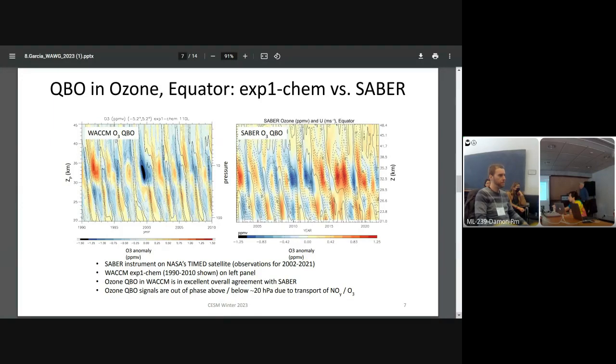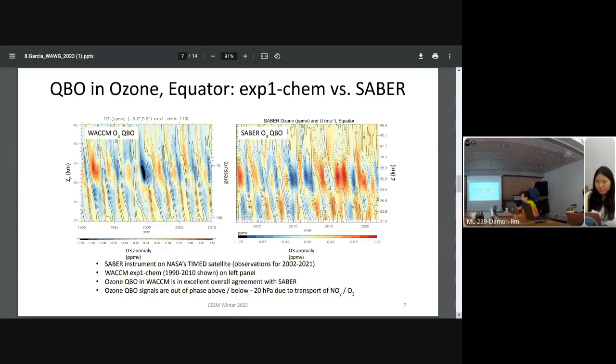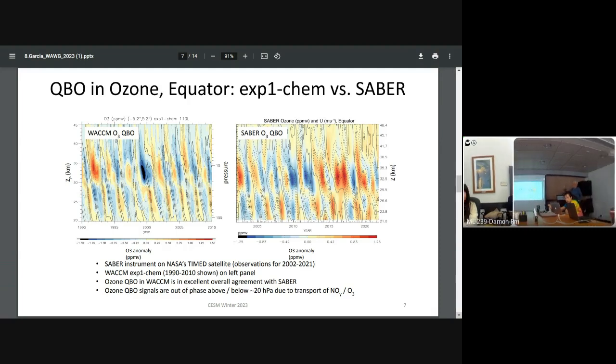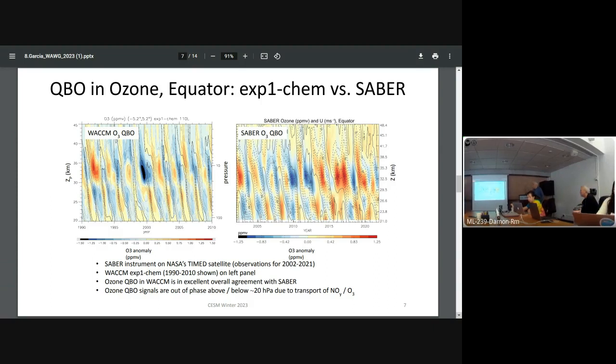And what I'm showing here is the QBO in ozone, WACCM on the left, SABER on the right. That's about 20 years of WACCM data. I'm showing only 10, and the WACCM simulation was actually 30 years. SABER has a data set of about 22 years now. Again, I'm only showing 10.